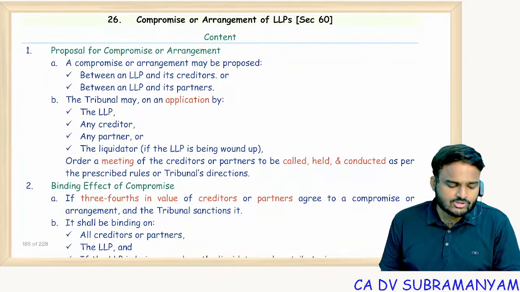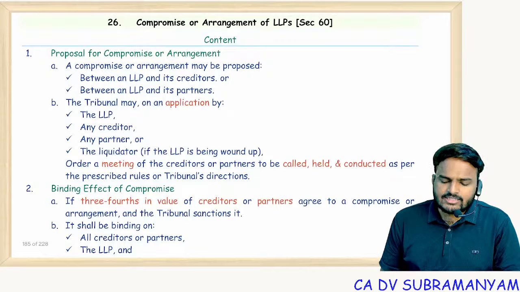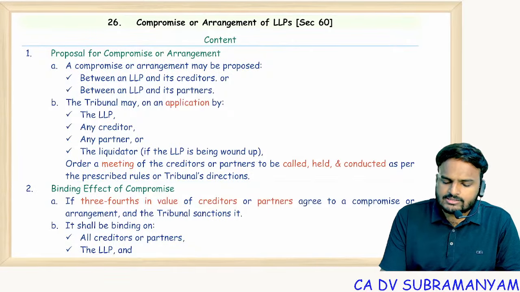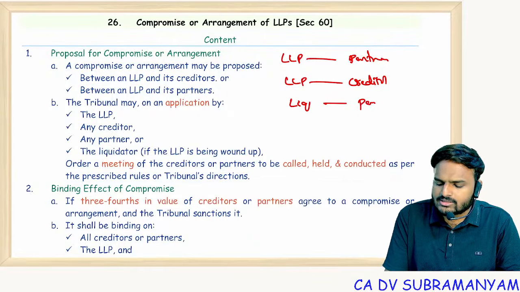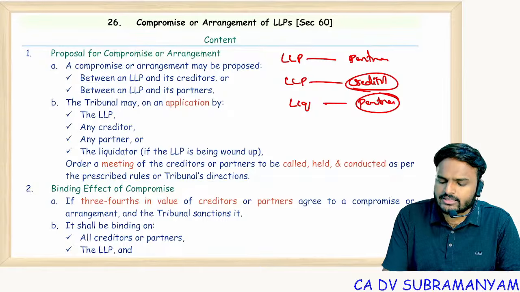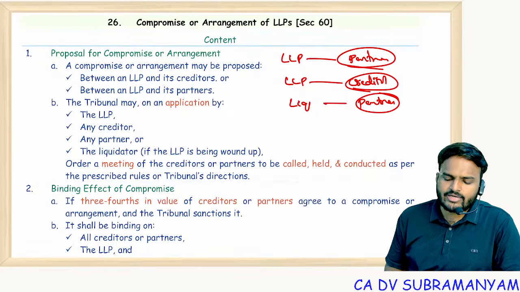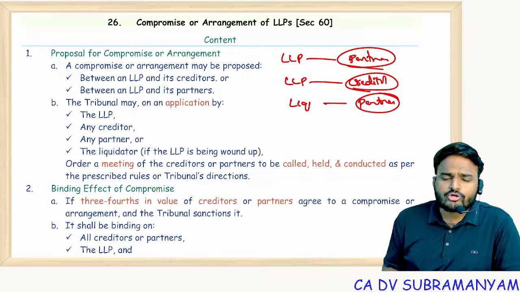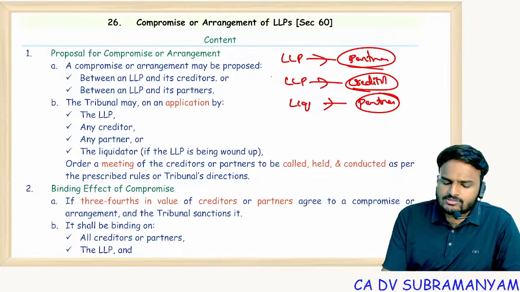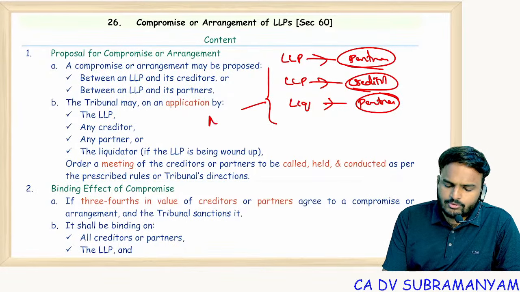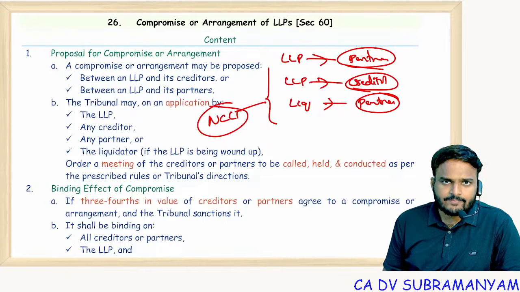Next one, compromise or arrangement. When there is a dispute between the LLP and partners, between the LLP and creditors, or between the liquidator and partners, for example, in case of winding up of the LLP, when the liquidator is asking partners to contribute the uncontributed amount. If there is any dispute between the parties, either of these parties can go to the tribunal and ask for a settlement. That is nothing but compromise.